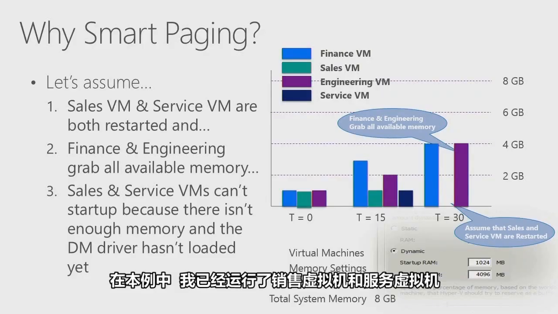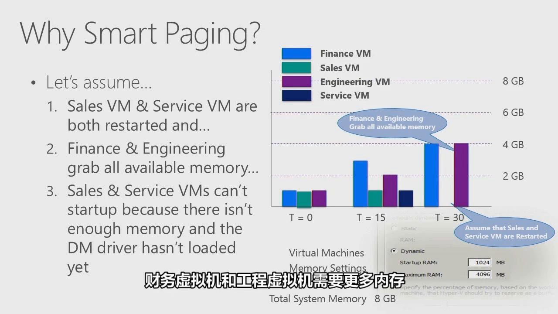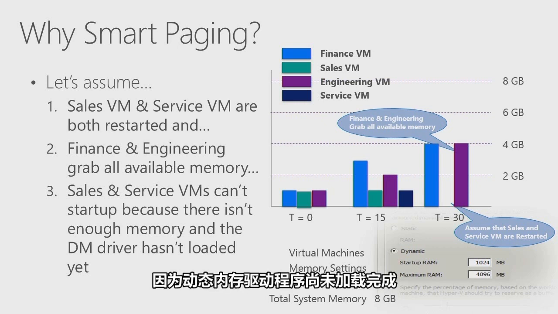So for example, in this case, I've got the sales VM and the service VM running, and they're both restarted, and the finance and the engineering VM want more memory, and they go and grab it. So they grab it and they take it all. Now they've consumed all the memory in the system, just the finance and the engineering. But the sales and service VMs restarted. Well, now there isn't enough memory for them to even start because the dynamic memory driver hasn't loaded yet.